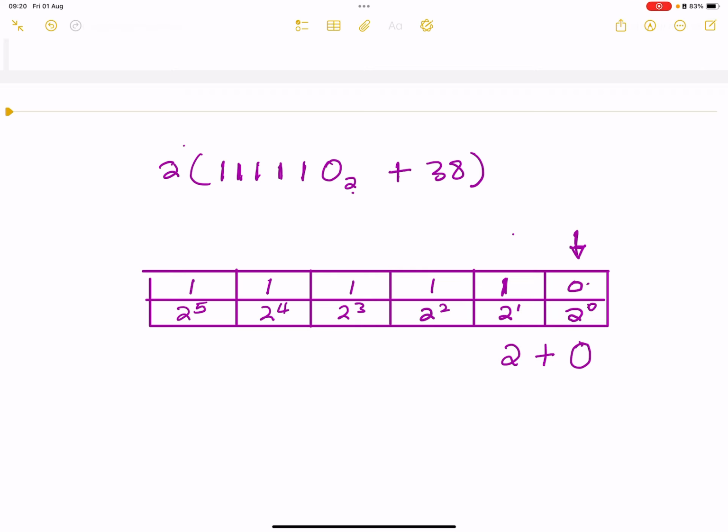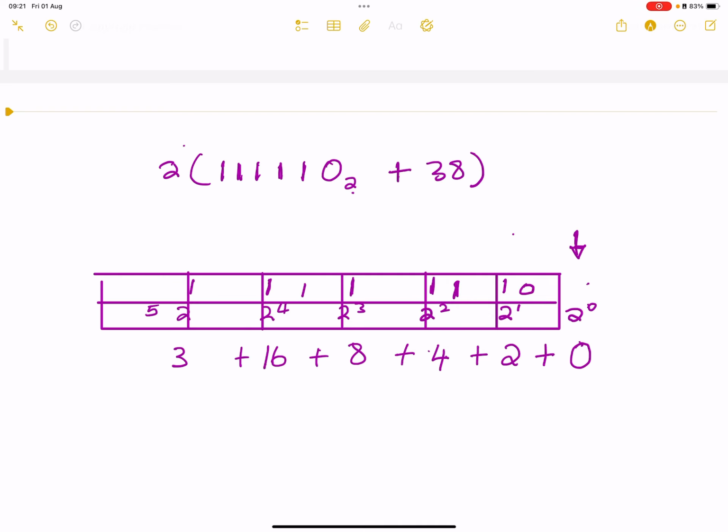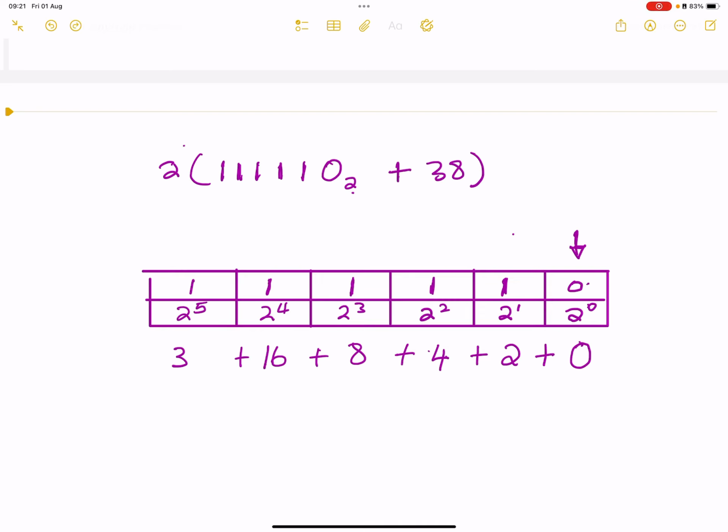We've got a 1 there, which means we're adding that. 2 squared is 4, we're going to add that. There's another 1 there. 2 cubed is 8. Another 1 there, which means we're going to add it. That's 16. And we're going to add that 1 over there. 2 to the power 5 is 32.